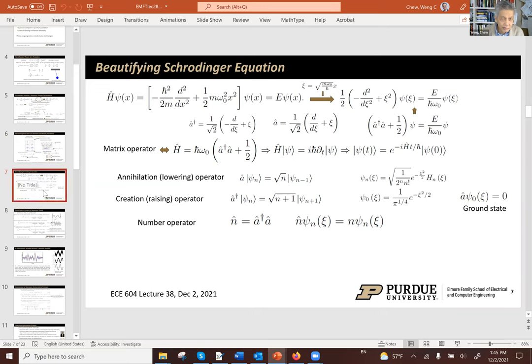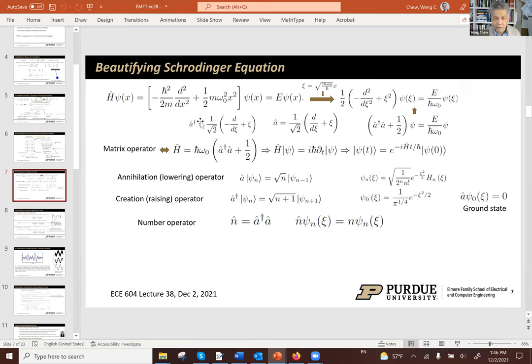The Schrodinger equation is very important for this study. We look at it this way, and we can think of this as an operator. And this operator, we will call it H hat, which is the Hamiltonian operator. And this equation is too ugly for many mathematicians and physicists. We like to beautify it. So we did a change of variable and work with this dimensionless quantity, ξ. And then if we work with this dimensionless quantity, this equation can be written more beautifully in this manner.